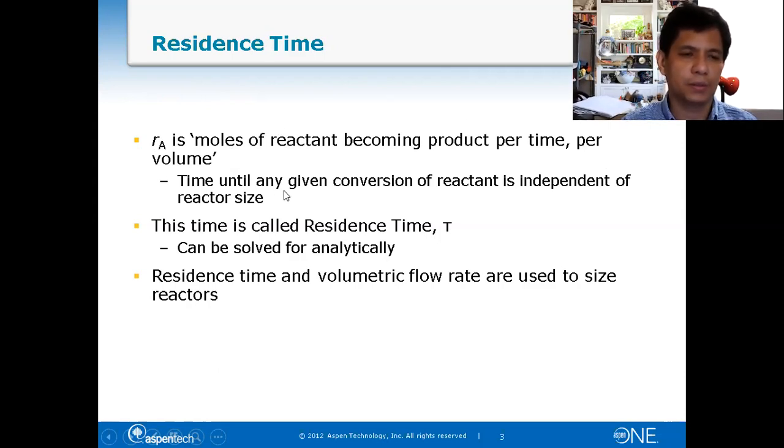So ito namang time until any given conversion of reactant is independent of the reactor size sa batch to. Sa batch yung sinasabi niya. Actually, kahit anong reactor, tama din to. So that's why yung technique natin sa pag-calculate ng volume, gumagamit tayo ng residence time na concept. So kung tandaan nyo pa, yung residence time is basically volume of the reactor divided by volumetric flow rate. So kung na-solve natin yung residence time, tapos alam natin yung volumetric flow rate, you can easily find this out using Aspen. You can size the reactor. Ganun lang naman yun. Unahan nyo pa kinetics nyo.